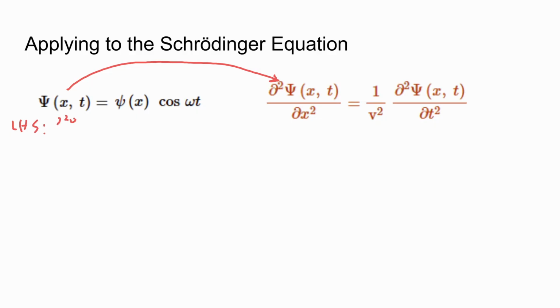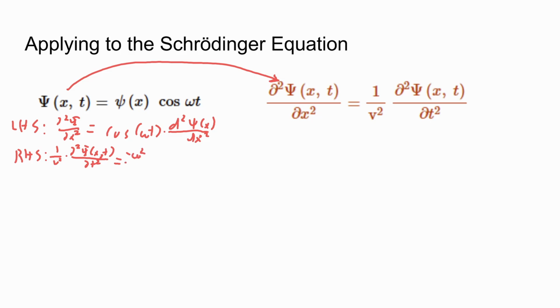First of all, by substituting that in, we get on the left-hand side that the second derivative of the wave function with respect to x is going to equal cosine omega t times the second derivative of the wave function just with x, d squared psi over dx squared. And then on the right-hand side, if we plug this in, 1 over v squared times the second derivative of psi of x and t with respect to t squared, we are going to get negative omega squared over v squared times the wave function just with respect to x times cosine omega t.